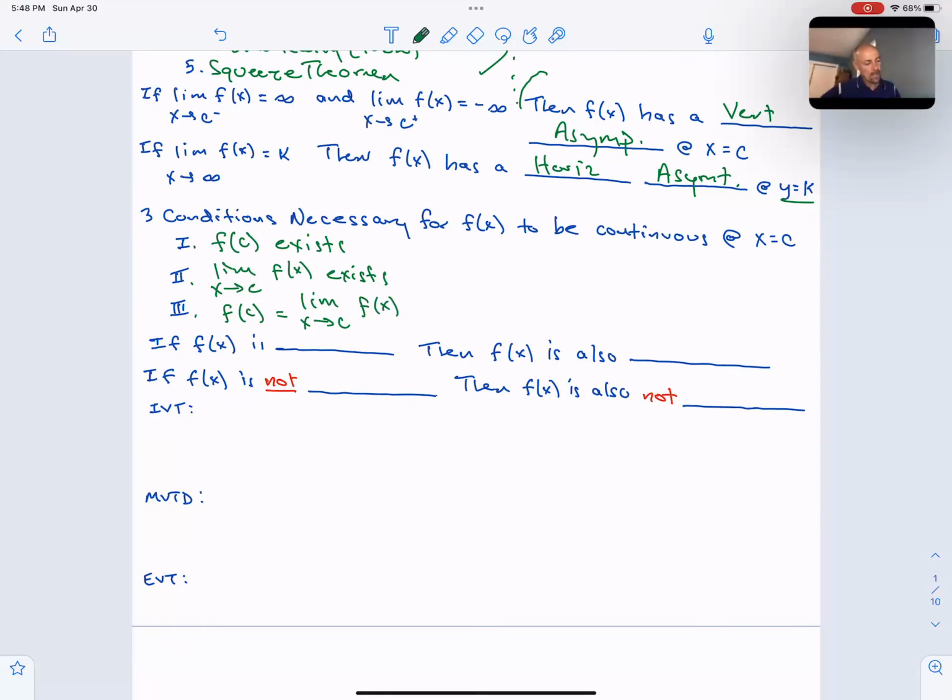Okay. If f of x is blank, then f of x is also blank. Okay. If f of x is differentiable, then we also know that f of x is also continuous. At a point or on an interval, that holds true. The contrapositive of that is also true. If f of x is not continuous, then we know that f of x is also not differentiable. Again, at that point or on that particular interval.